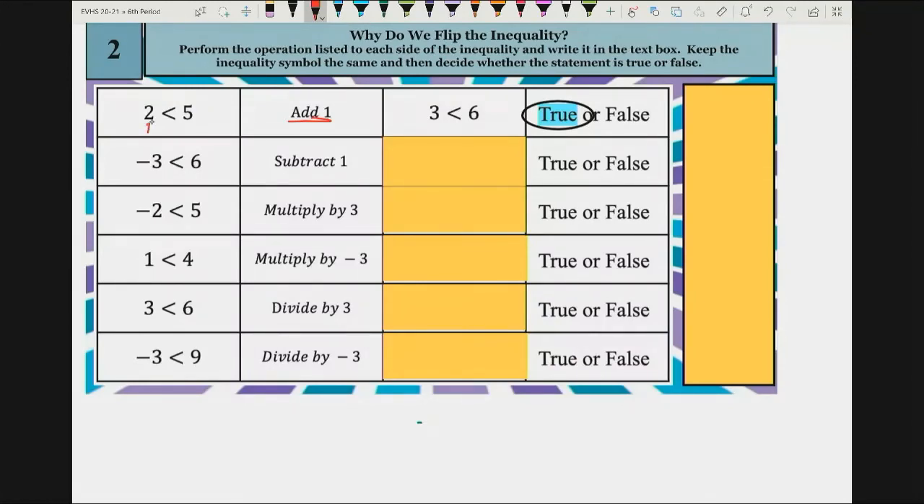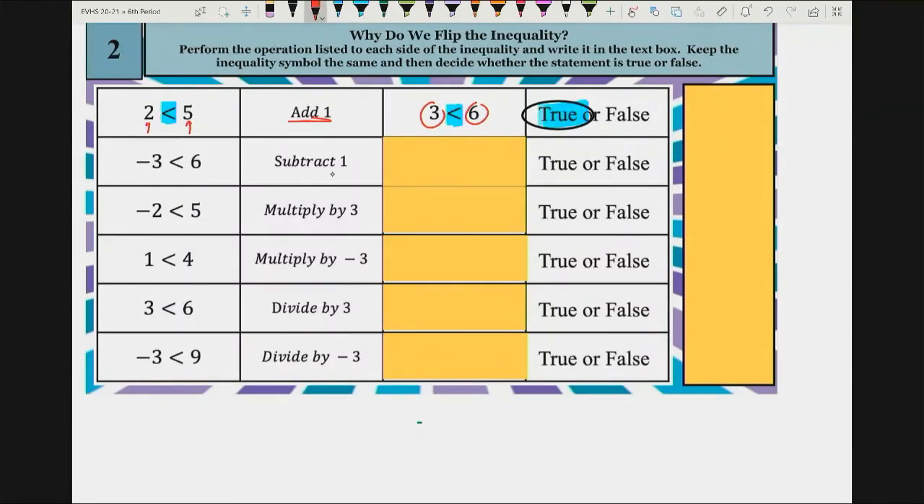So if I add 1 to the 2, I get a 3. If I add 1 to the 5, I get a 6. And we're going to use the exact same inequality symbol. So here we had a less than, here we had a less than. And we're going to determine, did that change that I made to it change its truth value? So what I mean by that is, is 3 less than 6? Yes. And so therefore it is still true.